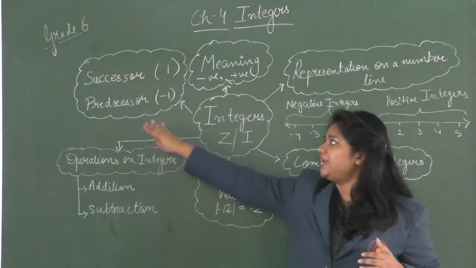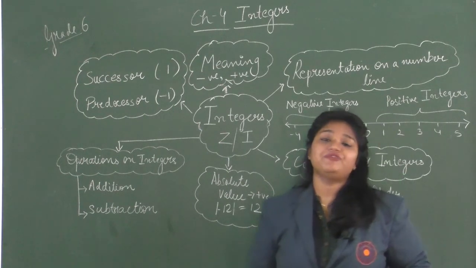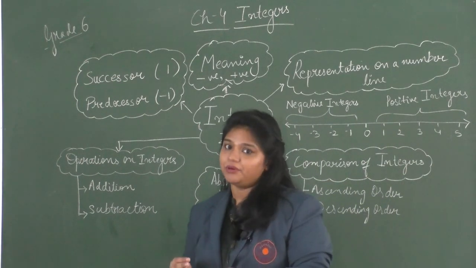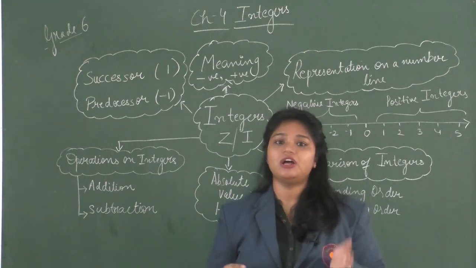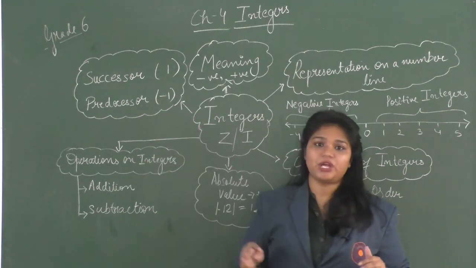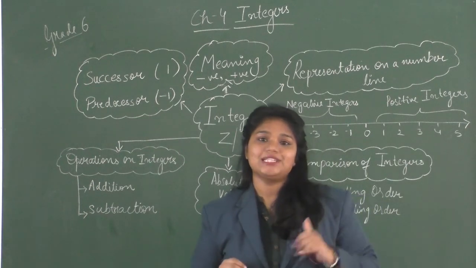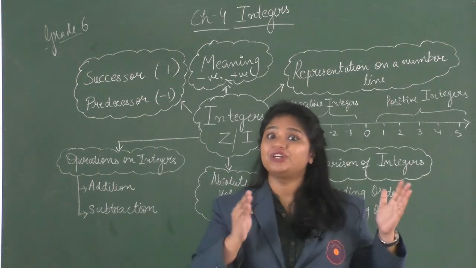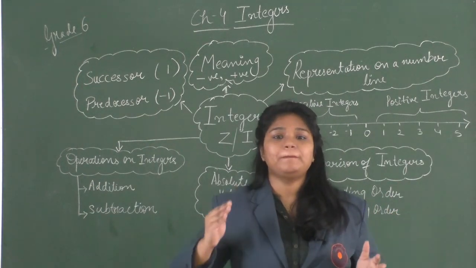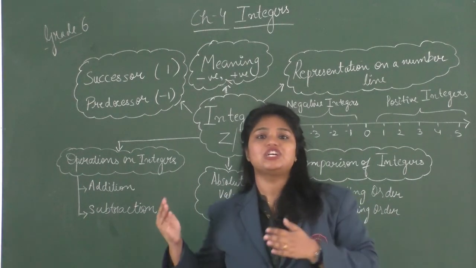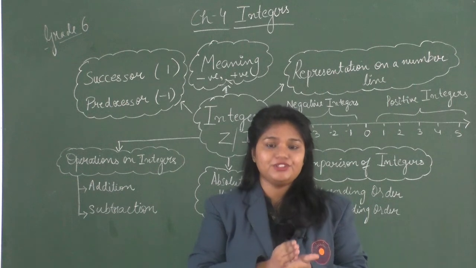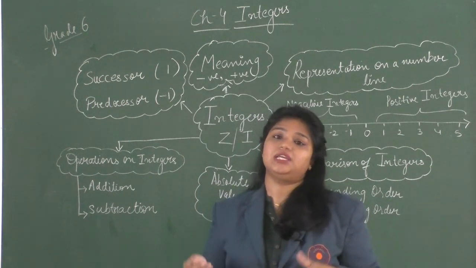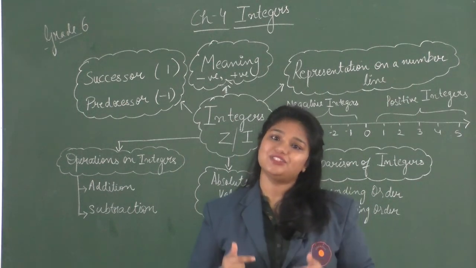How do we find predecessor of a number? You can find predecessor of a number, or let's term it as predecessor of an integer, by adding -1 to the given number. For example, predecessor of 3 is 3 minus 1, that is 2. Predecessor of -4 is -4 plus -1, that will give you -5.